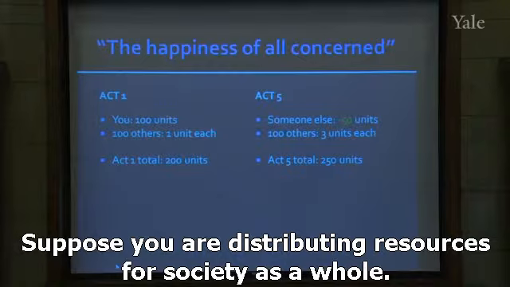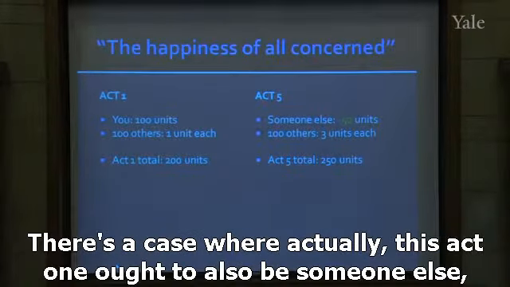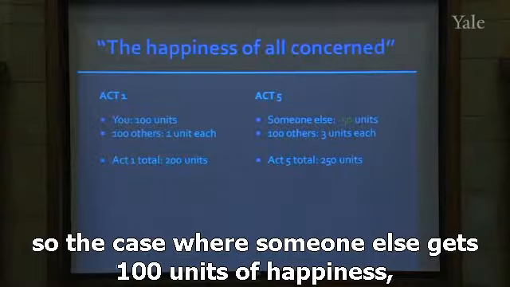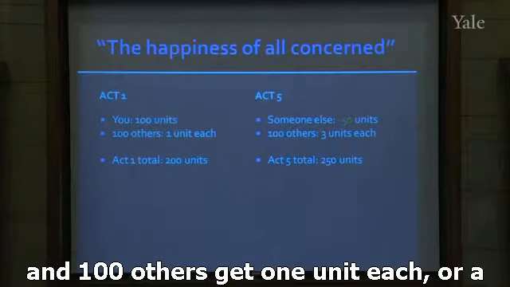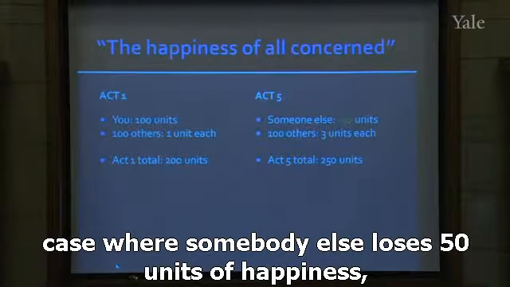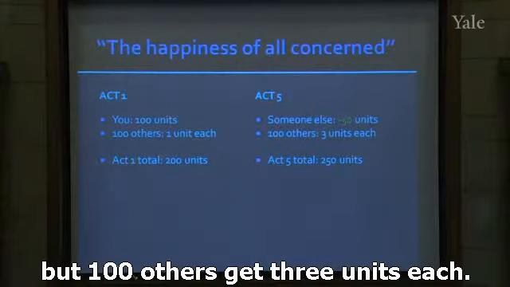Suppose you are distributing resources for society as a whole. There's a case where, actually, this Act 1 ought to also be someone else. So the case where someone else gets 100 units of happiness and 100 others get 1 unit each. Or a case where somebody else loses 50 units of happiness, but 100 others get 3 units each.